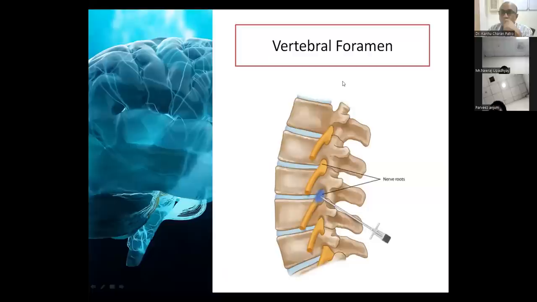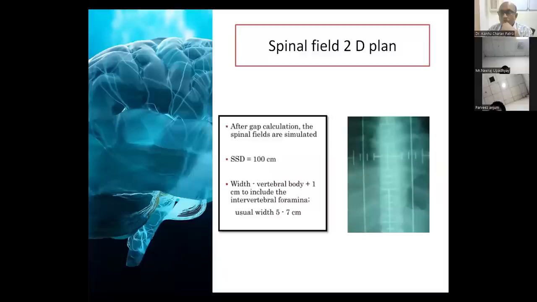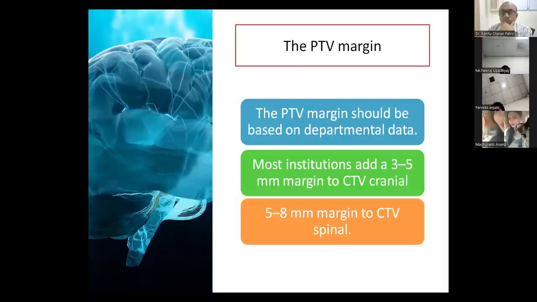Mostly, if you are not planning 3D or contour-based plan, and you have to go for a 2D plan, at least give 1 centimeter width of the vertebral body plus 1 centimeter to include the intervertebral foramen. At least 1 centimeter lateral, you should include the intervertebral foramen, if practicing 2D. So what should be the PTV margin? The PTV margin should be based on departmental data. Most institutions use 5 mm to the CTV brain, and mostly people use around 1 centimeter to the CTV spinal canal.